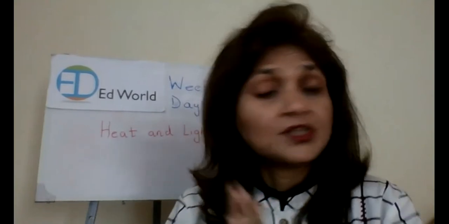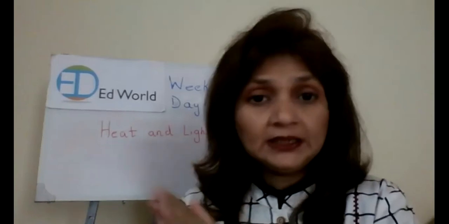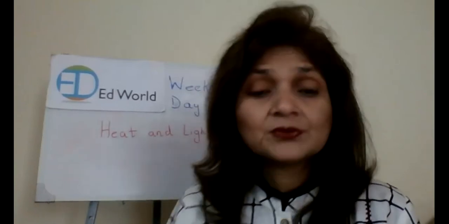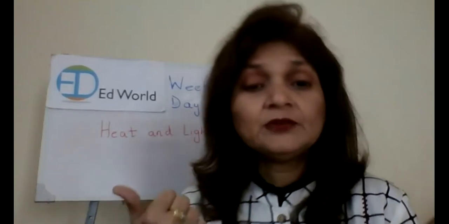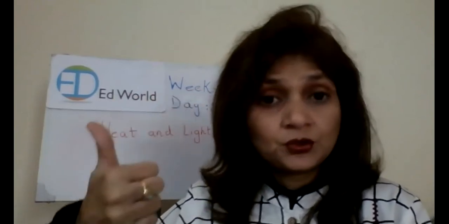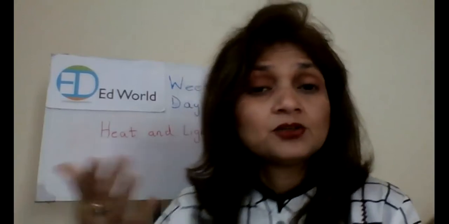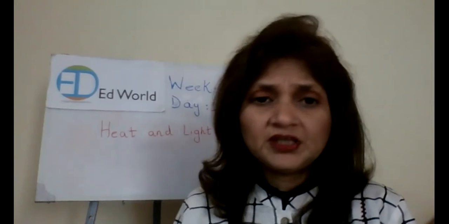There are some sources of heat and light which are natural, which are made by Allah. And what are those sources? Those sources are sunlight and fire. They are natural sources. And name some other sources of light actually, apart from sunlight and fire. You can say candle, you can say a torch, you can say a bulb, you can say a lamp, right? So these are the sources of light, correct.